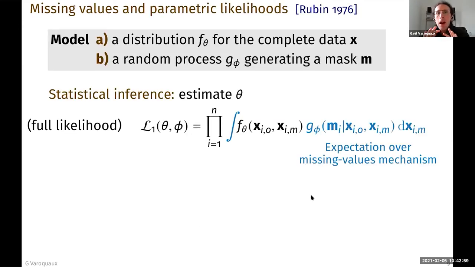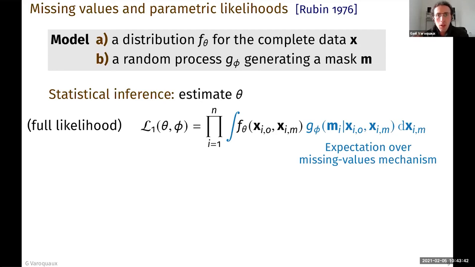And now the classical, really a very important classical result of the missing values literature, which was established by Rubin in 76, is in the setting of parametric likelihoods. And here the setting is the following. I assume there's a data generating mechanism with a given distribution, f of theta, for the complete data x. And there is also another random process with another distribution that generates a mask m.